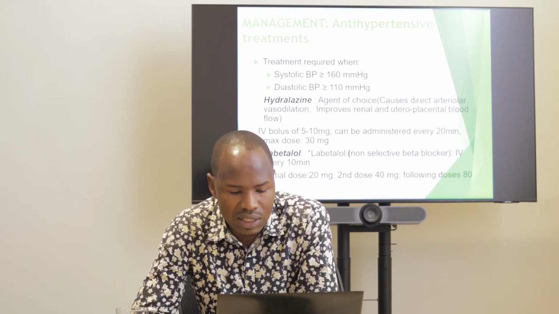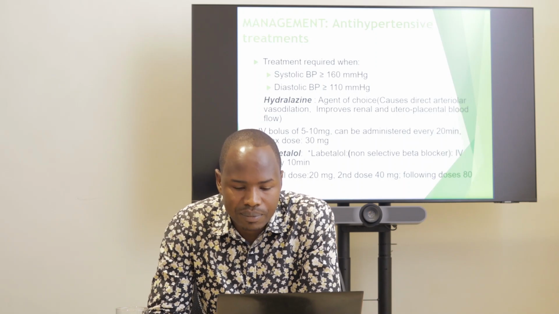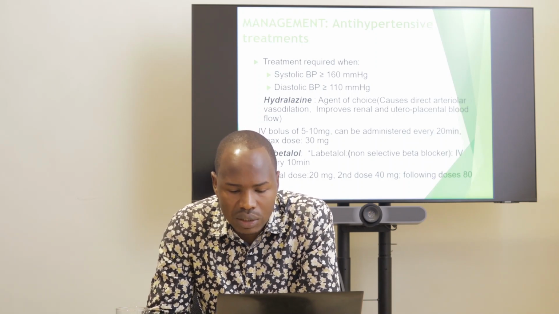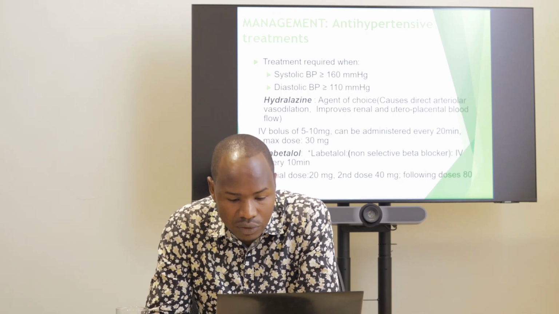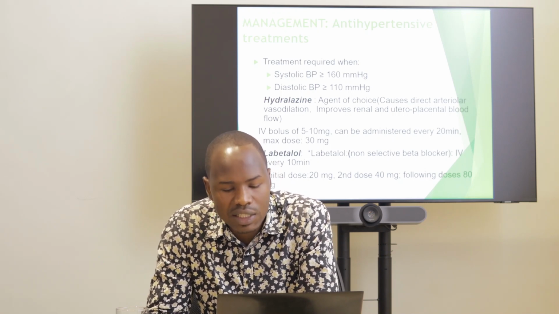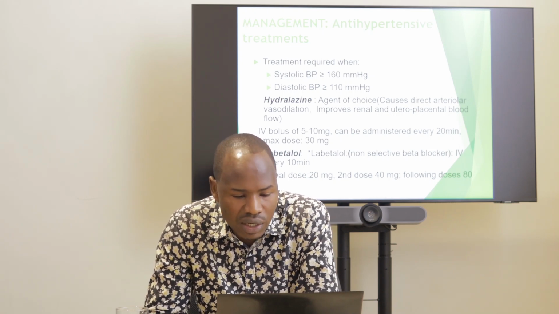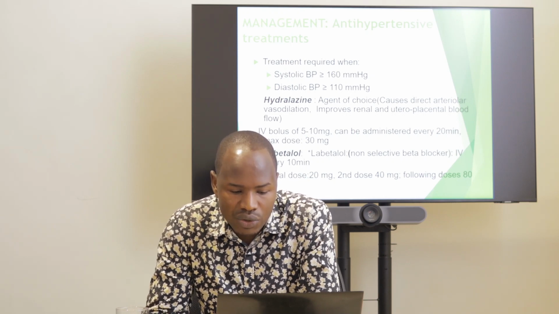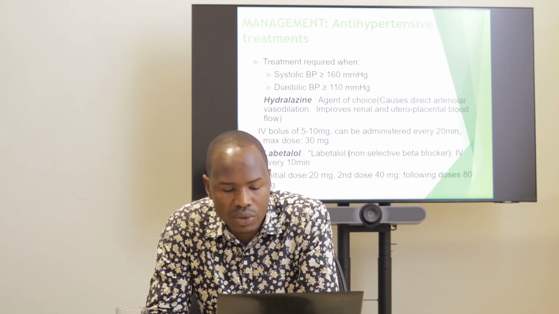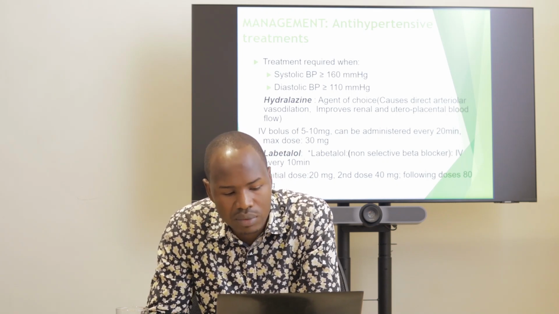As we have seen, this hypertension is also caused by abnormal placenta development that has led to systemic vasoconstriction. If you give hydralazine, it will reverse the vasoconstriction to vasodilation, then improves renal and uteroplacental blood flow.